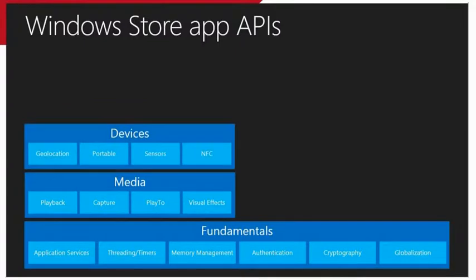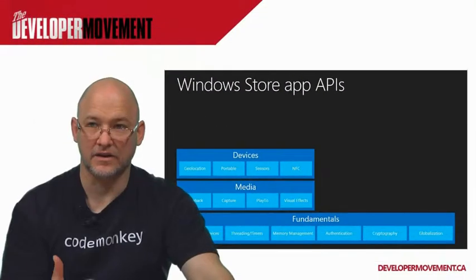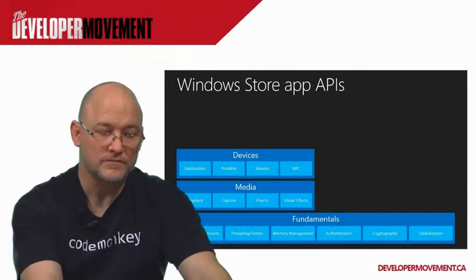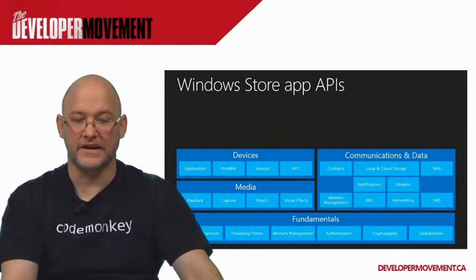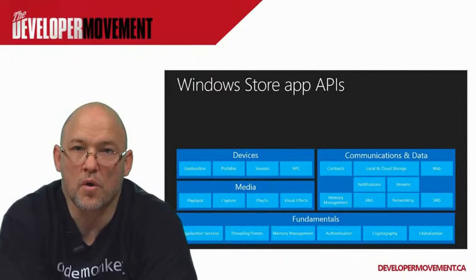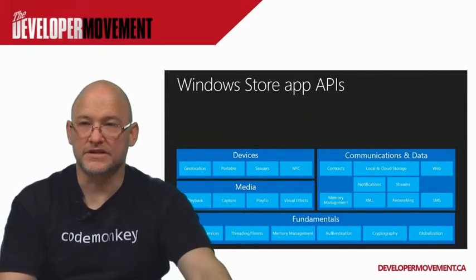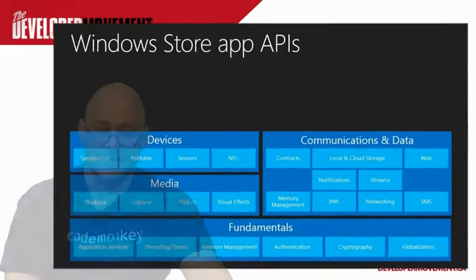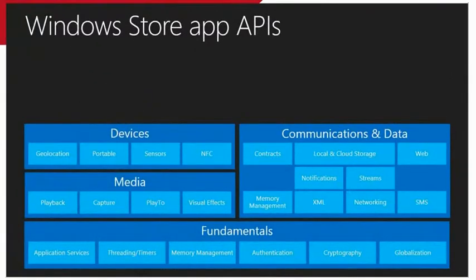And then on top of that, you'll have your devices, so your access to different things like your sensors, your NFC for certain devices, and a lot of portable devices. And then you have your communications and data, some of the big things: the local and cloud storage, utilizing the web, using notifications and streams, and some of the things that we're all very familiar with, things like XML, networking, SMS. And one of the other new ones is contracts, setting up contracts to be able to create links between different applications, different devices, and different parts of the system as a whole.